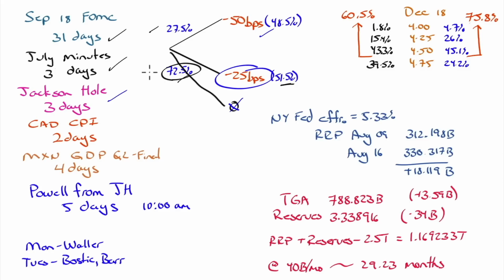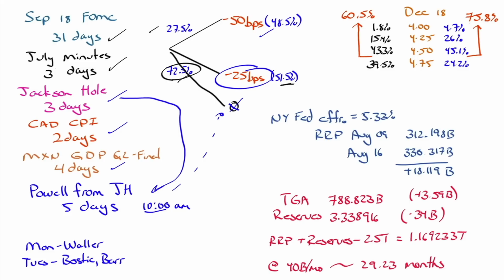Jackson Hole begins in 3 days, and that's on Wednesday, and then on Friday the big man comes out at 10 a.m. And he may give some indication of what they're thinking about for September. Canadian CPI in 2 days, and Mexico GDP. It's the final look at Q2, so it's not going to be that market moving, but let's just be aware that comes out in 4 days.